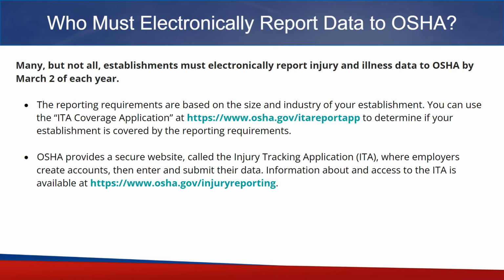Note that the reporting criteria are based on the size and industry of each individual establishment, not the firm as a whole. For example, if a company has 2 manufacturing establishments, one with 17 employees and one with 25 employees, the company only needs to report the Form 300A data for the establishment with 25 employees. While manufacturing is a covered industry, establishments with fewer than 20 employees are not required to report their Form 300A data.